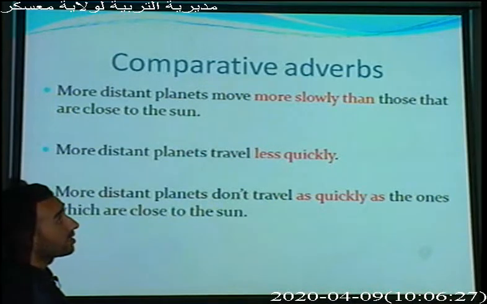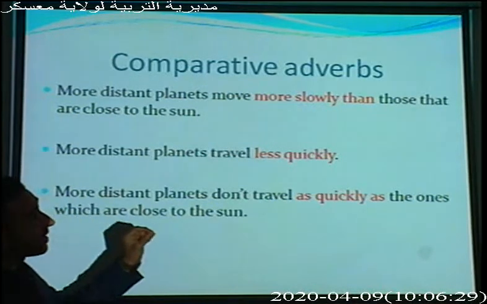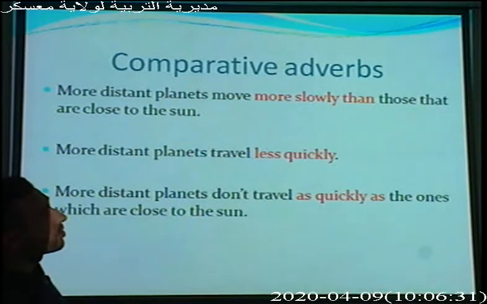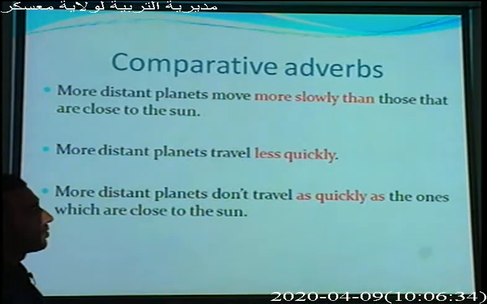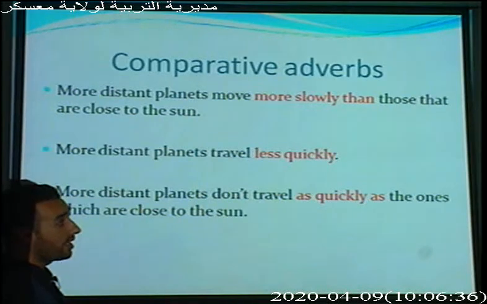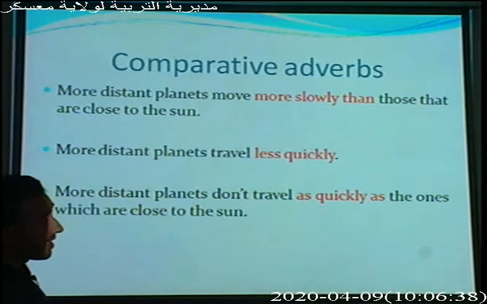In these three sentences, we used more slowly than, more plus the adverb which is slowly plus than. In the second one, we used less plus the adverb quickly. Then we used as and the adverb quickly and as.